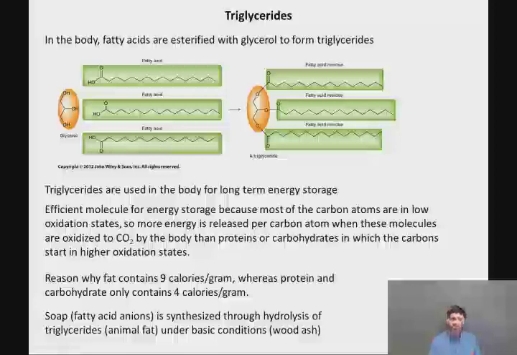Okay, so that's our start of our journey through lipids. We talked about fatty acids and triglycerides. In the next lesson, we will move to a discussion of terpenes.